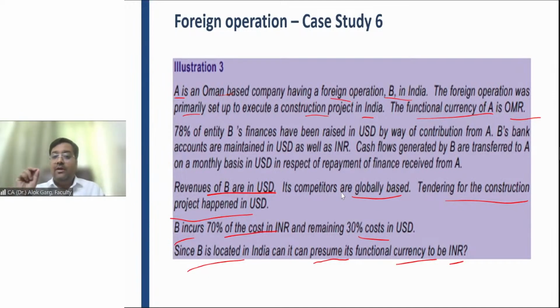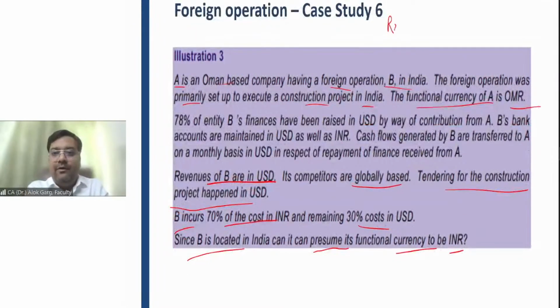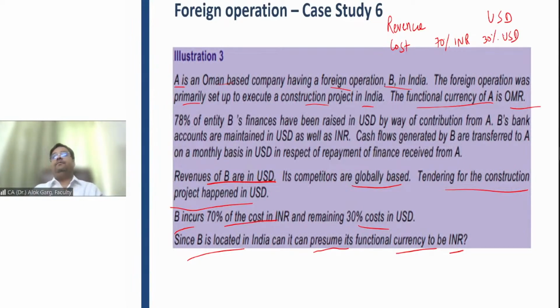Please write down revenue. First of all, revenue: USD. Cost: 70% INR, 30% USD. Right? So going by the primary indicator, the weightage is USD: 100% revenue, 30% cost. The weightage is more for USD.